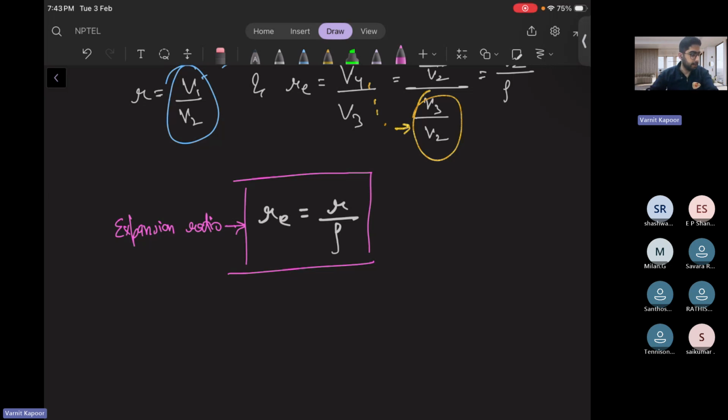Expansion ratio RE. Any doubts in understanding this? No doubts? Okay. Let's write a note here.